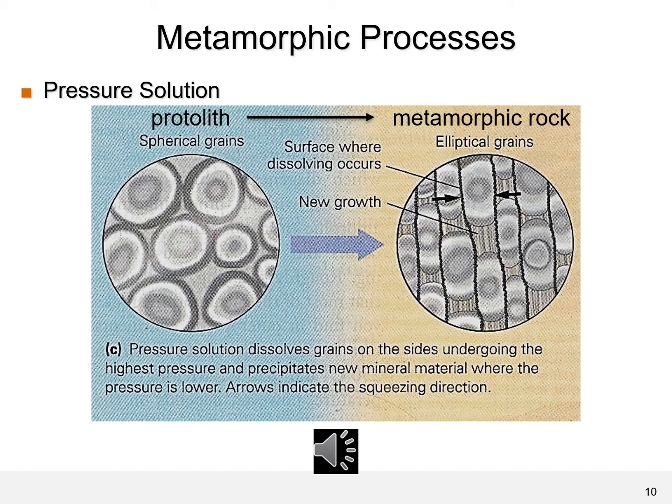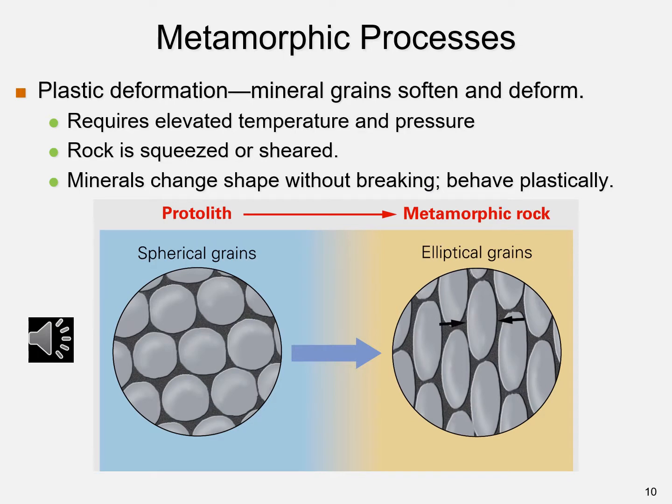For pressure solution to take place, a liquid water film must coat every grain's surfaces during compression. Such films can persist during diagenesis and during low temperature metamorphism. At high temperature, water molecules evaporate or break apart, so the film disappears. Plastic deformation happens when a rock undergoes squeezing or shearing at elevated temperatures and pressures, conditions during which minerals behave like soft plastic and can change shape without breaking, as we see in the example below.